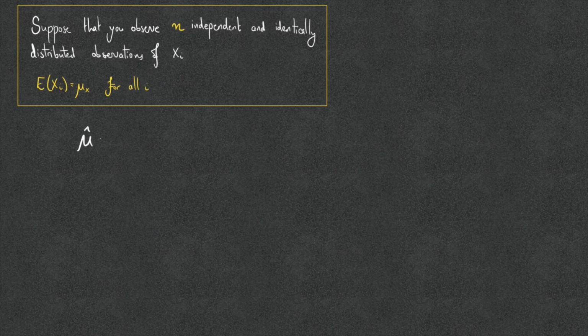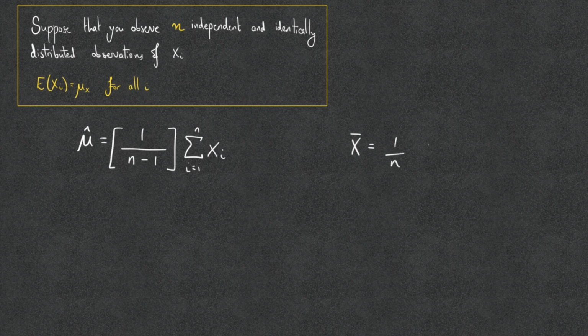Now, the estimator that we're going to look at is equal to 1 over n minus 1, so that's 1 over the number of observations minus 1, times the sum of all of those observations. This looks similar to the sample mean. Remember, the sample mean, x bar, is just equal to 1 over n times the sum of the xi's. The only real difference is that instead of dividing through by n, we're dividing through by n minus 1.